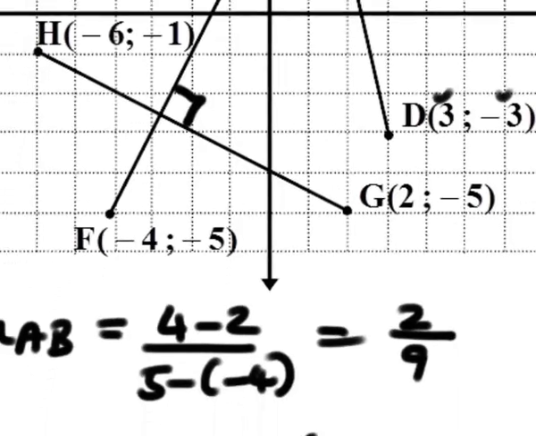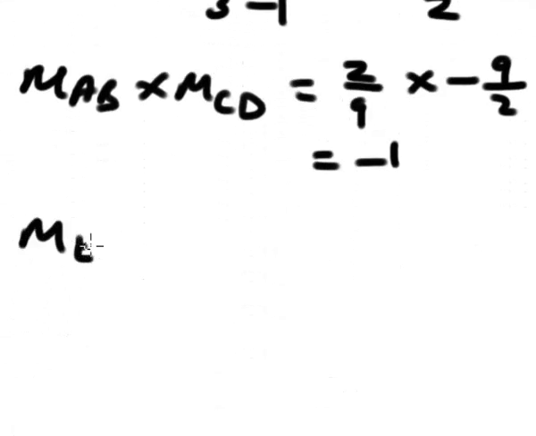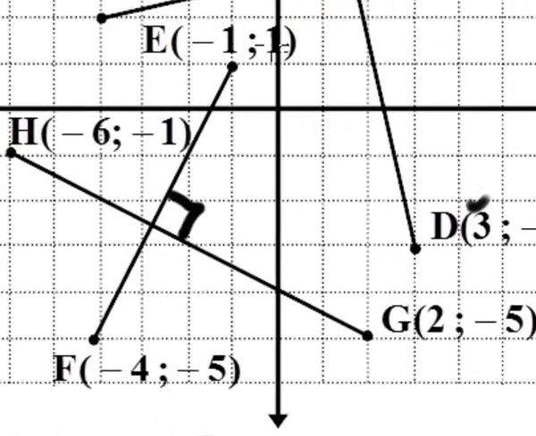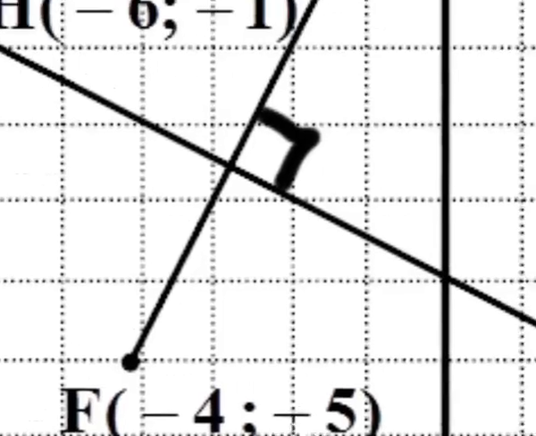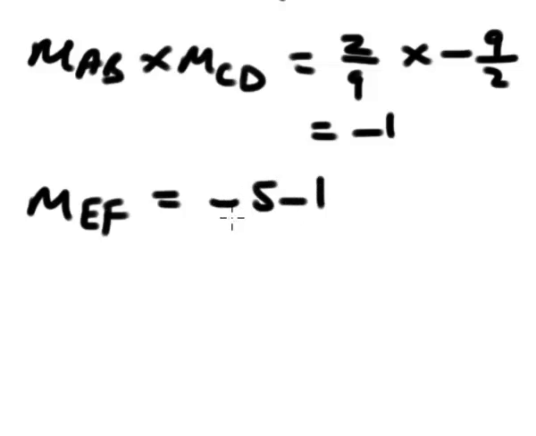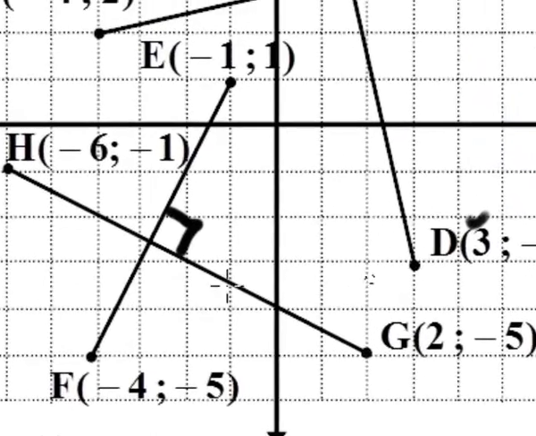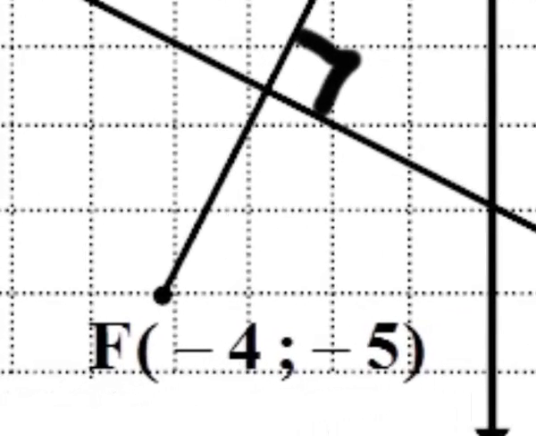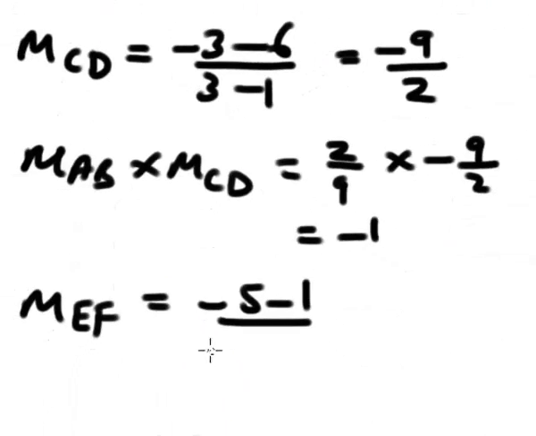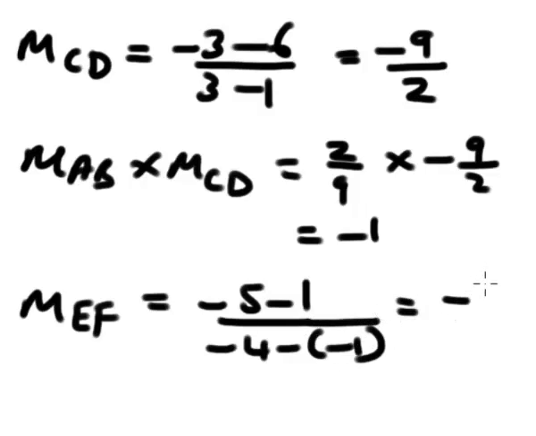So let's look at the gradient of EF quickly. The gradient of EF, if you take the y of F minus the y of E, would be negative 5 minus 1, all divided by the x of F minus the x of E, which is negative 4 minus negative 1. And what does that all come to? Well, that's negative 6 over negative 4 plus 1, which is negative 3, so that's 2.